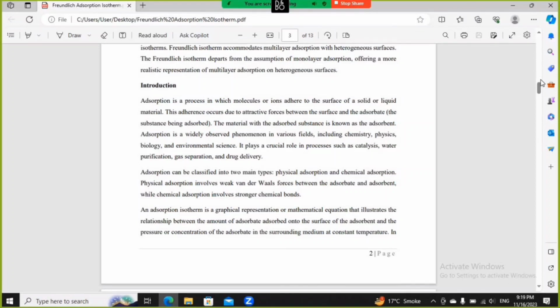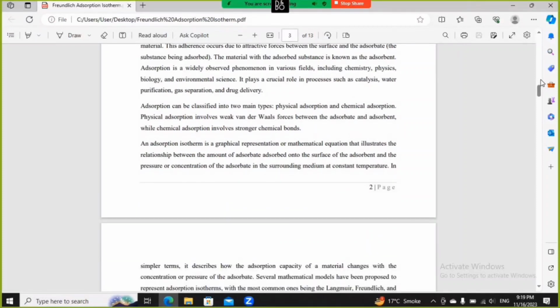Adsorption is a process in which molecules or ions adhere to a surface of solid or liquid material. This adherence occurs due to attractive forces between the surface and the adsorbate, or we may say between the adsorbate and adsorbent. Adsorption plays a crucial role in processes such as catalysis, water purification, gas separation, and drug delivery. Adsorption is classified into two main types, physical adsorption and chemical adsorption. Physical adsorption involves weak van der Waals forces, while chemical adsorption involves strong chemical bonds between adsorbate and adsorbent.